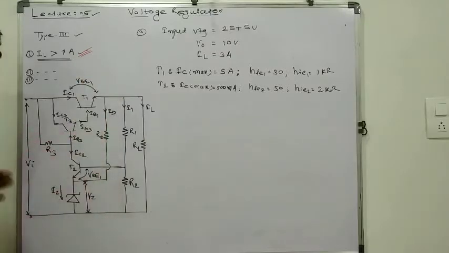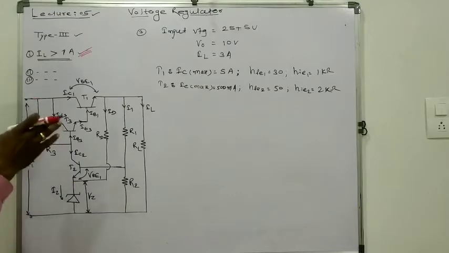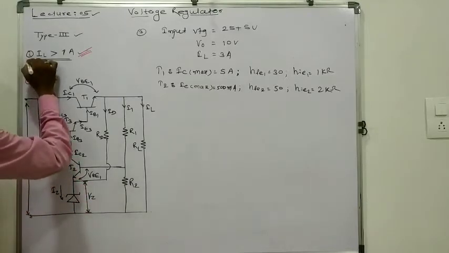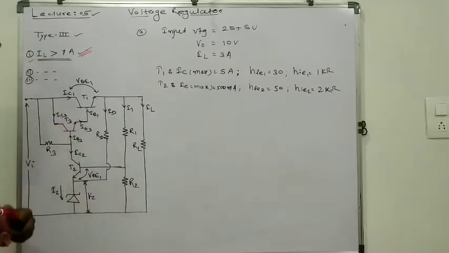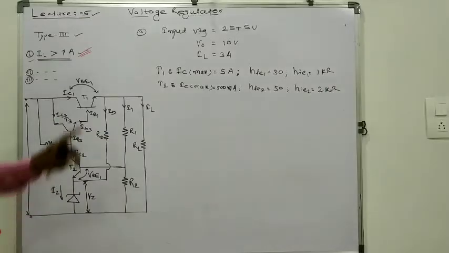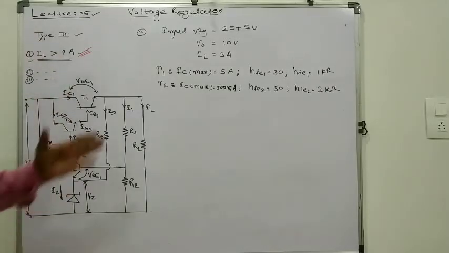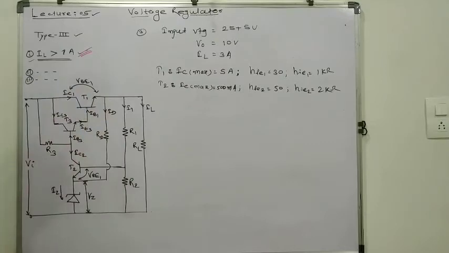In the previous two types, type number 1 and type number 2, the load current is equal to or less than 1 ampere. Now we are considering a load current greater than 1 ampere. So this is type number 3. We first look at the problem statement, that is problem number 3.